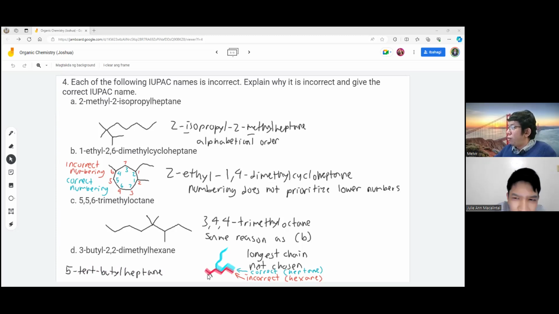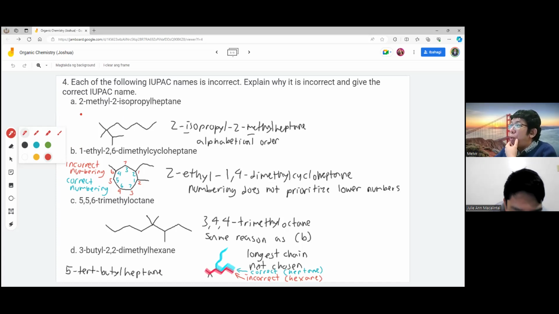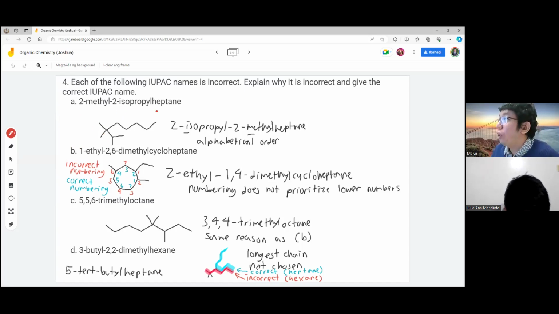Okay lang. Okay, yeah. Sige, sige. Chine-check ko na rin yung answer mo eh. So, for letter A, we have 2-methyl, 2-isopropyl heptane, no? So, you just draw this, no? Pag ganito yung problem, Josh, ang strategy is draw it first. So, ayan. Heptane, no? So, 1, 2, 3, 4, 5, 6, and then 7. And then, meron daw methyl sa carbon 2 and isopropyl sa carbon 2. Correct din ito, no? So, parang kung titignan mo naman, hala, tama naman ah. 2-methyl, 2-isopropyl. But, this is not in alphabetical order. So, correct. 2 points ka dito. So, the name should be 2-isopropyl, 2-methyl heptane.